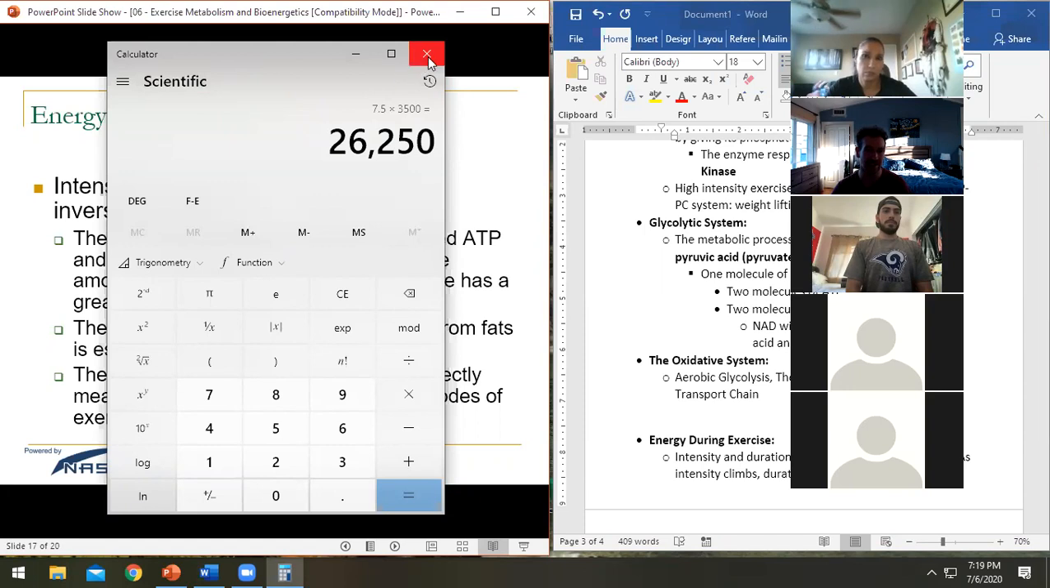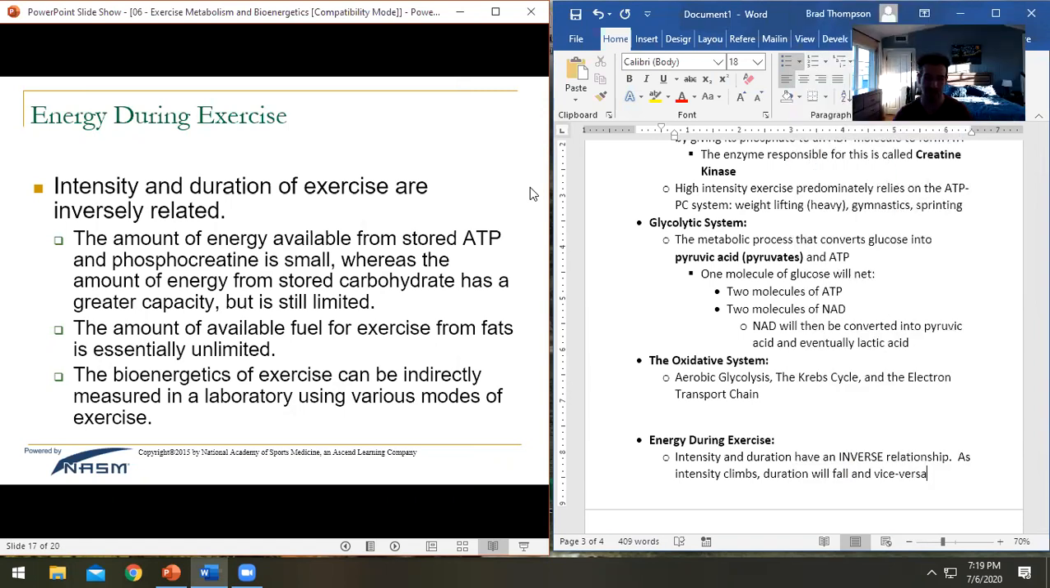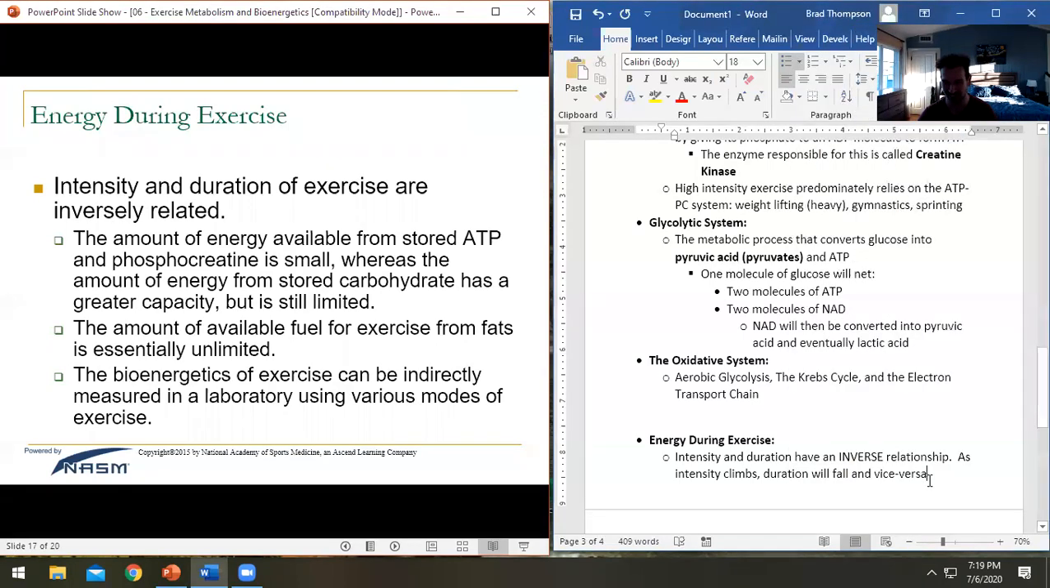Think about the last time you burned 26,000 calories during a workout, because I can't. So it's essentially unlimited. Obviously it's not actually unlimited, but for the most part, it is. We've got calories from fat for days, literally. So the bioenergetics of how you do that is very important.